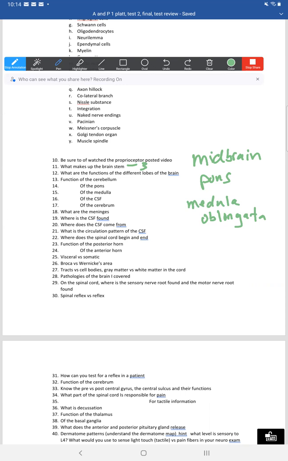Okay, now that you know that, remember structure and function, right? So what is the structure of the brainstem? And then what does it do? Okay, what is the pons? What does it do? What's the medulla?